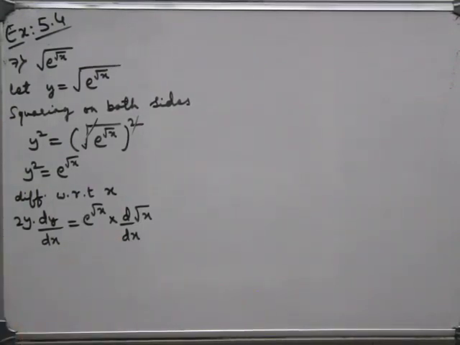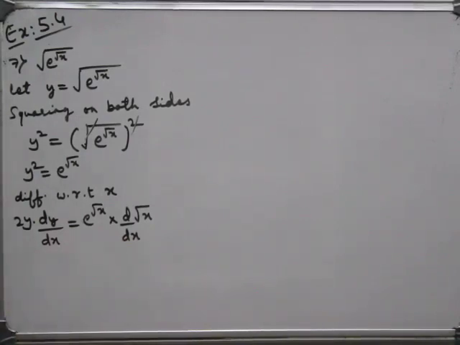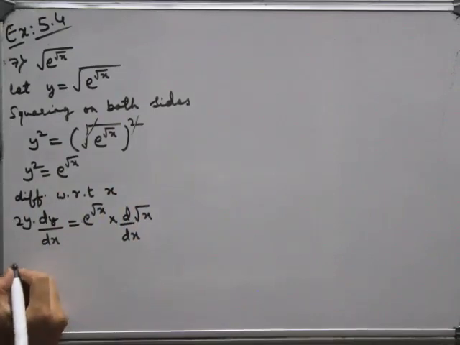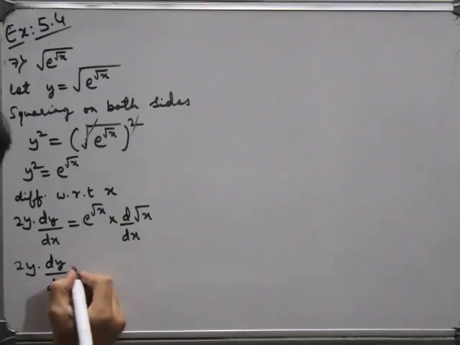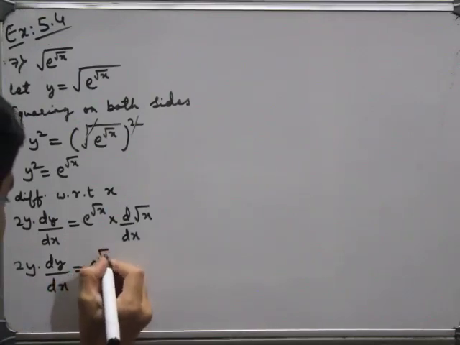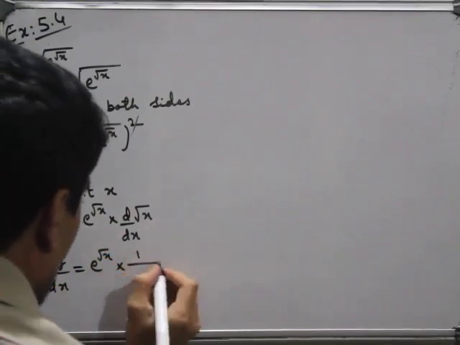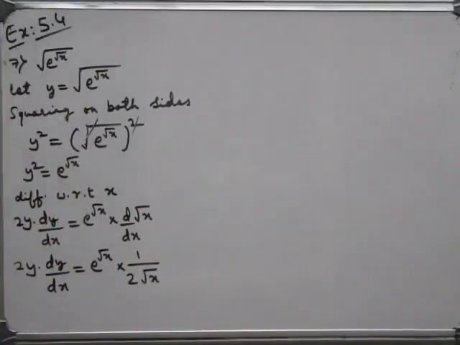Now let us continue. Now I want dy by dx. Still we have not differentiated this term, so let us differentiate this and then I will take this here. 2y into dy by dx is equal to e to the power of root x into the differentiation of root x, which is 1 by 2 root x. Now I can take this 2y to the other side.